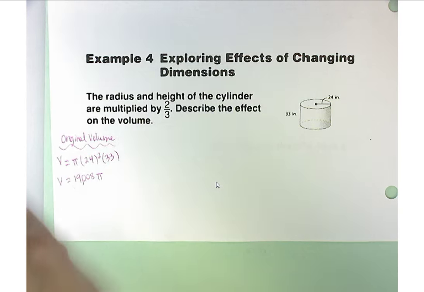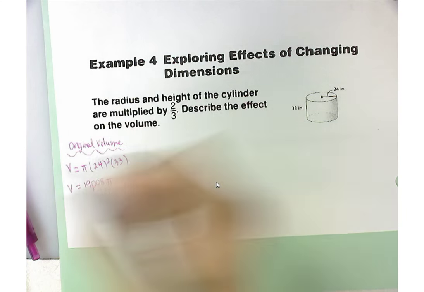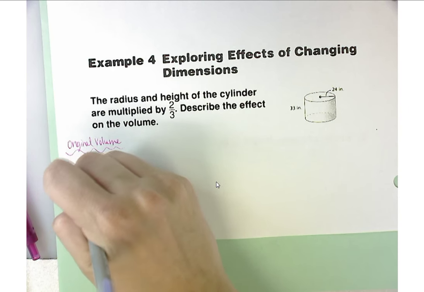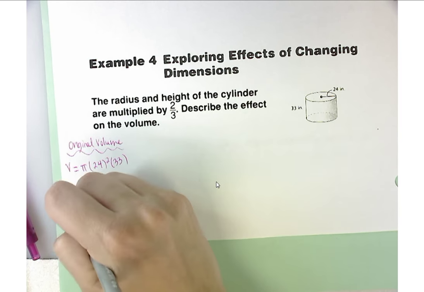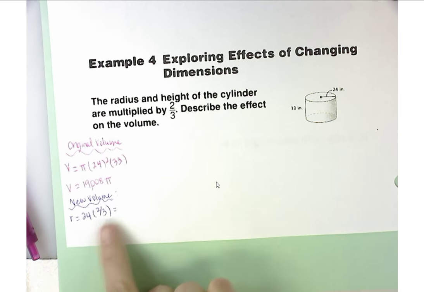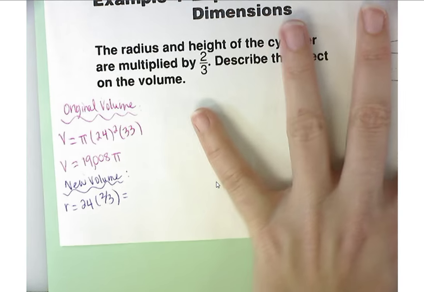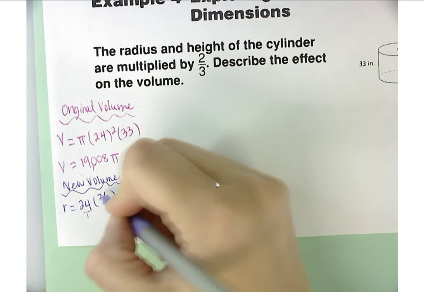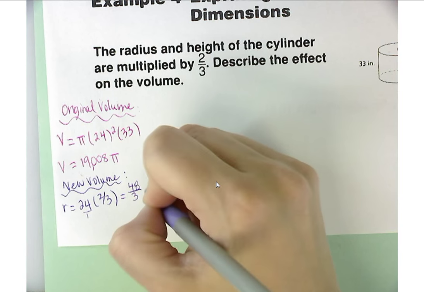Okay, now I'm going to do the new volume. So to calculate the new volume, I have to multiply by 2/3. Okay, so first I'm going to do the radius, which is 24 times 2/3. So if you're multiplying, let's do this without a calculator. Okay, so 24 times 2/3 is like you have 24 over 1. 24 times 2 is 48. How many times does 3 go into 48?